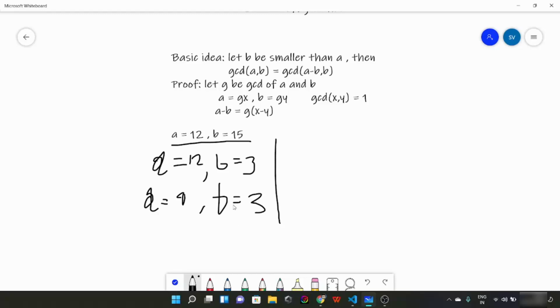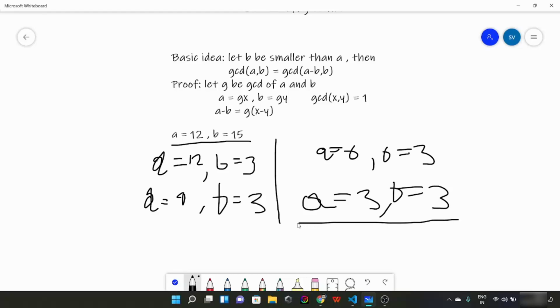Alright, now after this loop, A is still greater than B, so we'll again subtract B from A. So now A becomes 9 minus 3, which is equal to 6. And B still remains 3. Now we see A is again greater than B, so we'll again subtract B from A. Then A is going to be 3 and B is going to be 3.